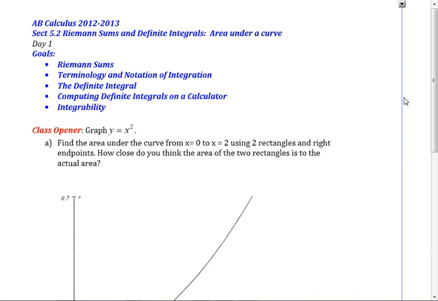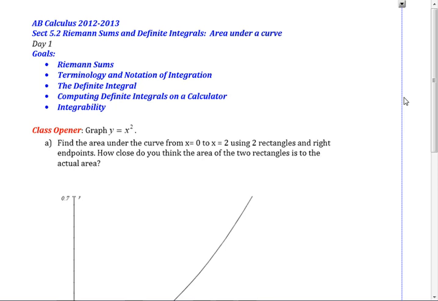So what we're going to do is learn more about Riemann sums. I've done some of it already. We're going to talk about the terminology and notation, and it's kind of scary, but once you see what it represents, you're going to find out it's really not that hard. And we're going to do a definite integral. We're going to compute definite integrals on your calculator, so if you need to borrow one when we get there, that's fine. And then knowing whether or not you can integrate a function, and we'll talk about what that means.